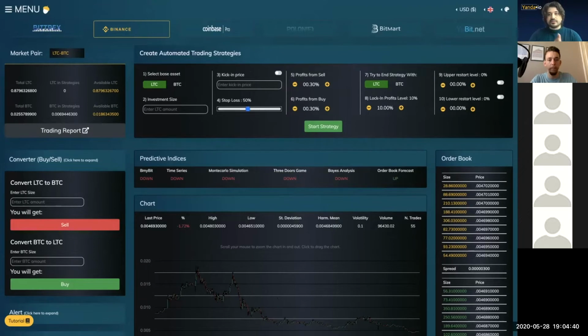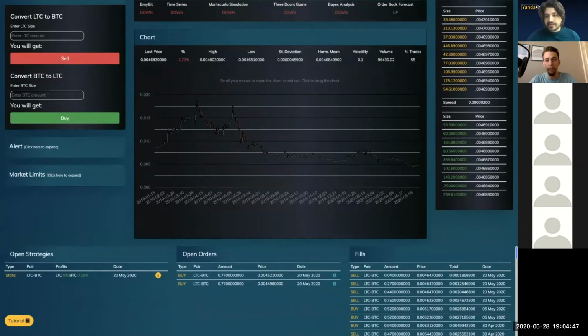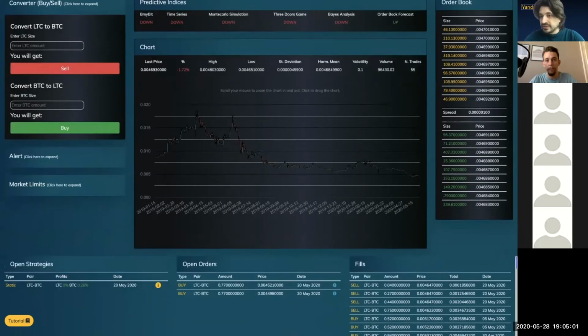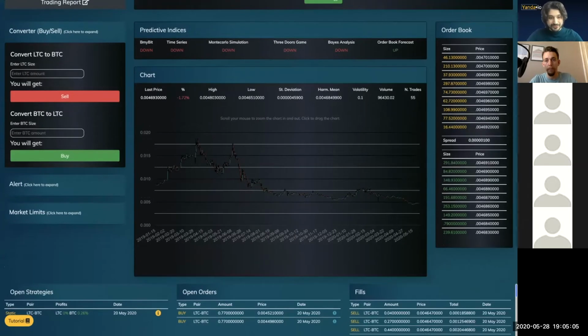Now, let's say that we are going to start a strategy with Litecoin Bitcoin. I really would like to start a strategy with Bitcoin. Why? I see the chart going down, and I believe that the price is going to recover a little bit. This is also shown within the order book forecast, which is the average price coming from the order book itself. Therefore, this is the place, the order book, where the prices are born. And therefore, the next price is going to be quite surely contained within the order book list.